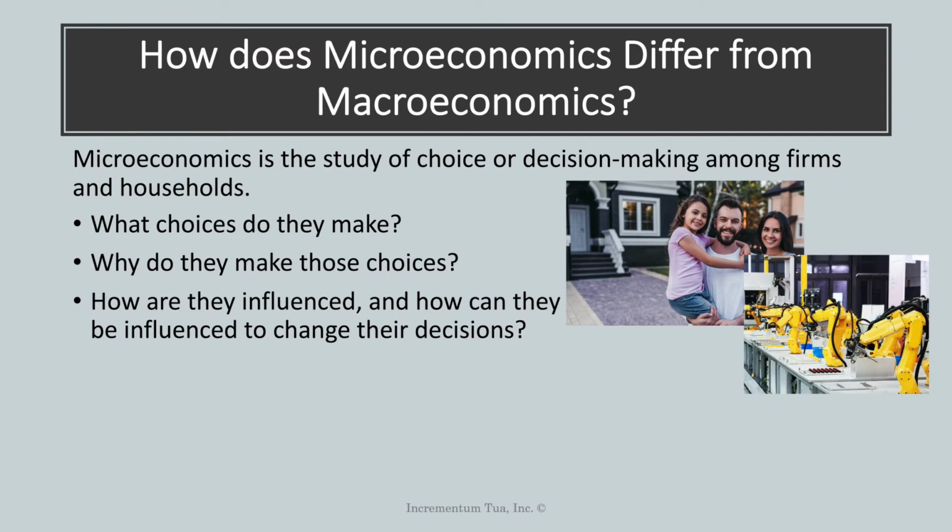These same types of questions apply when we're thinking about decisions that firms are making. So if a firm is deciding to purchase equipment, did they purchase the equipment or not, right? So what choice did they make? Why did they make those choices? Did they choose high quality equipment or lower quality equipment? How did they finance that equipment if they financed it? What influenced them to purchase the equipment, and how can they be influenced to change their decisions?